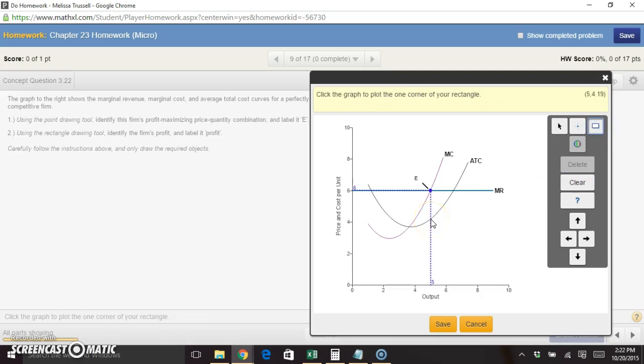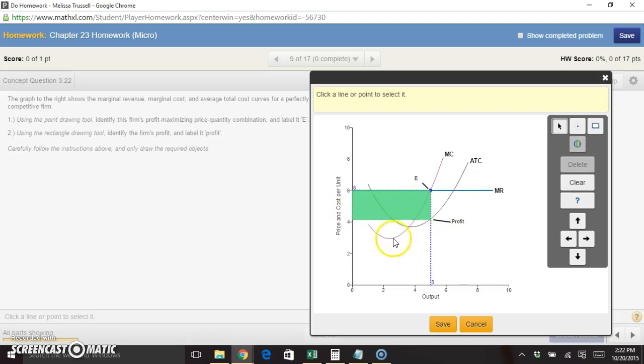So I'm going to draw that with the rectangle as they asked me to. I'm going to put the corner of this rectangle right here, which is the top corner of my cost rectangle, and I want to go up to the top corner of my revenue rectangle. And now I want to move this so that it's not overlapping with anything. And I'm going to say that's my profit.